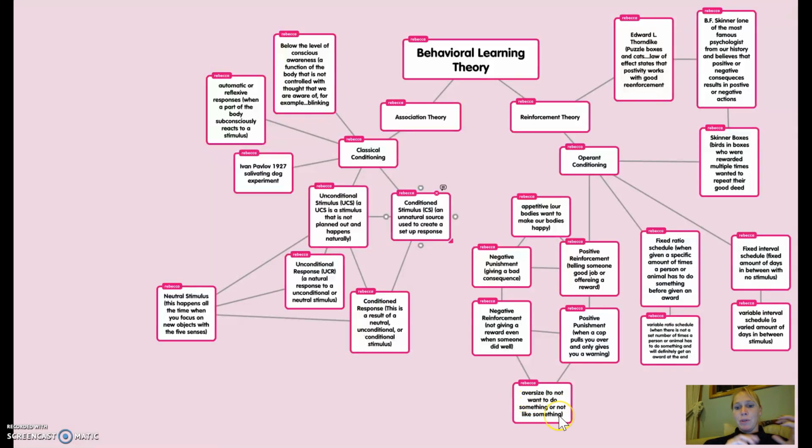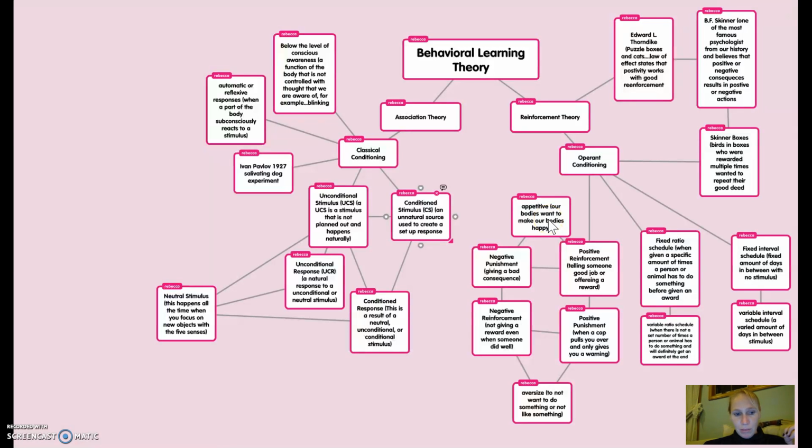Aversive is where you pretty much almost hate to do something, to not want to do something or not like something. And when you put positive punishment and negative reinforcement together, you get a result of aversive. And if you take negative punishment and positive reinforcement and put them together, you get appetitive.